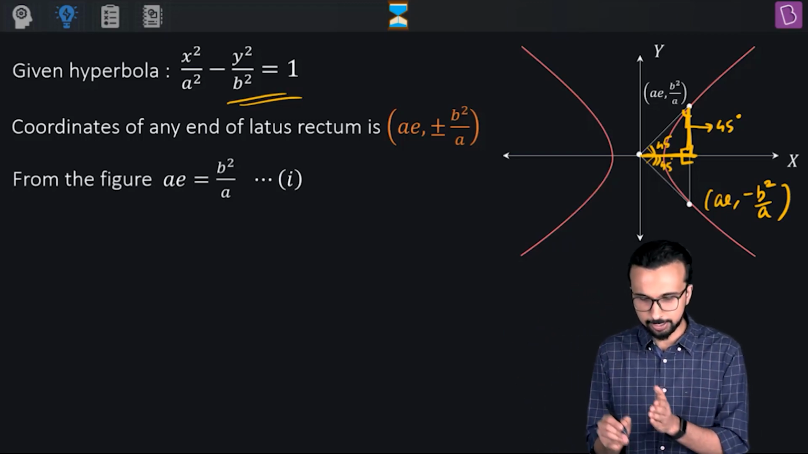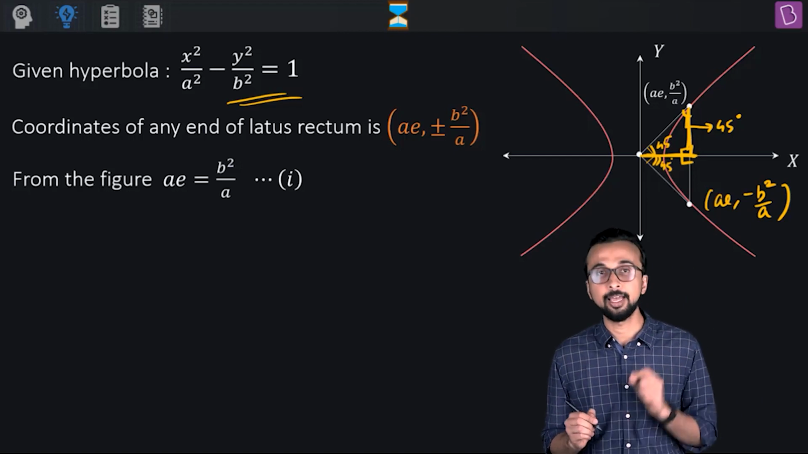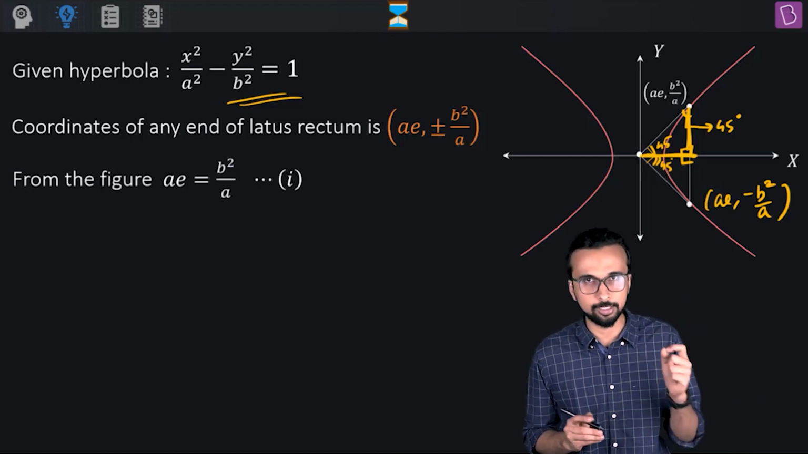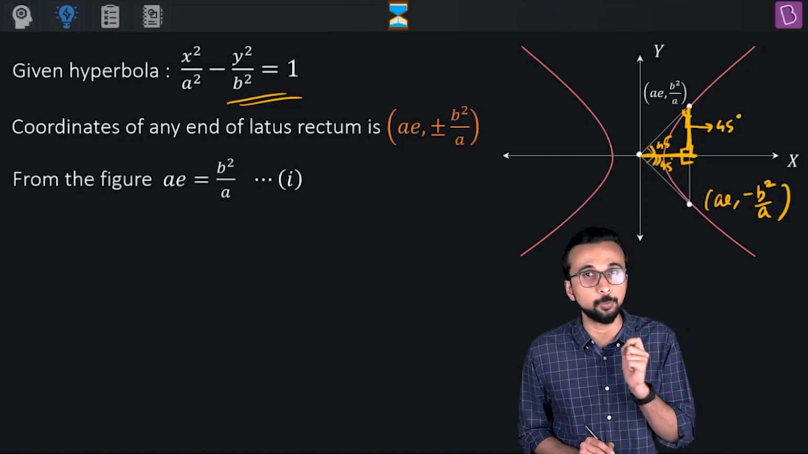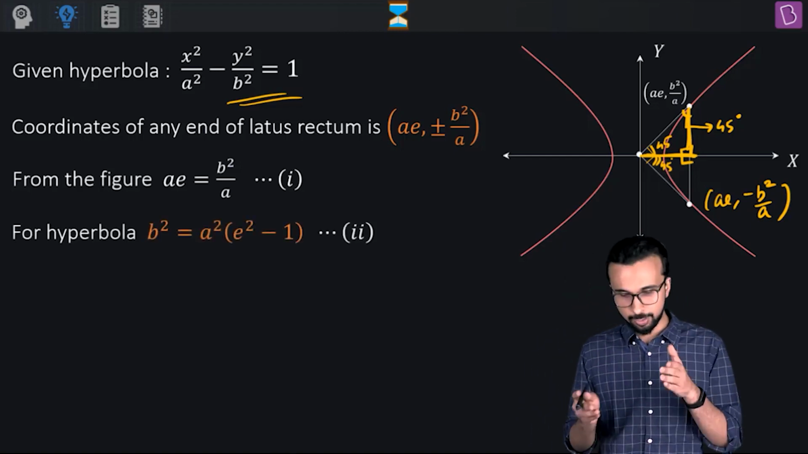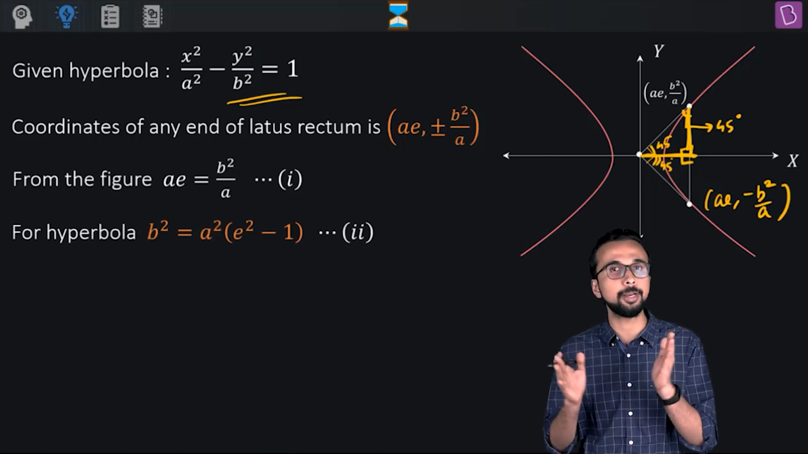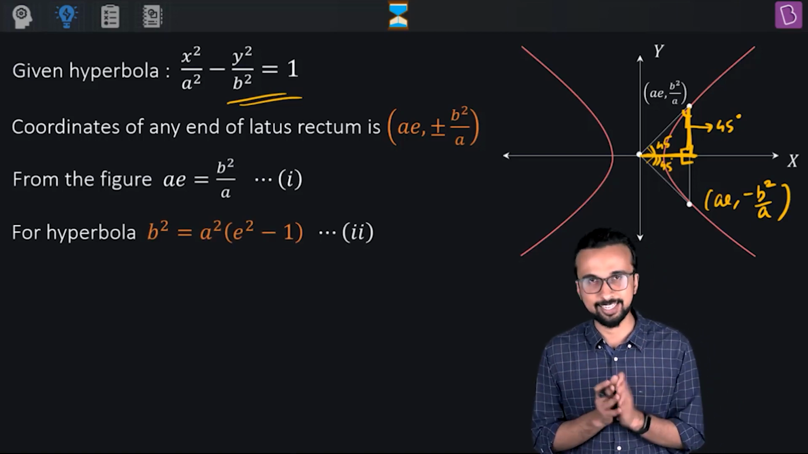Alright. So A is equal to B square by A is one thing we get. Next, for any hyperbola, this is true. What is true? B square equal to A square into E square minus 1. Right? So, using both these equations, we'll be trying to find the eccentricity.